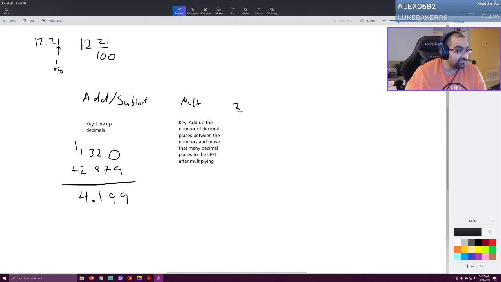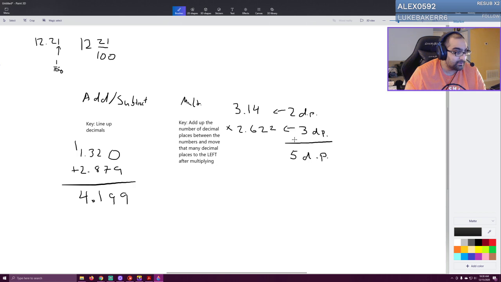Well, multiplication works as if I have 3.14 and I multiply that by 2.622. I first look at how many decimal places each number has. This first number has 2 decimal places. The second number has 3 decimal places. That's just how many numbers are to the right of the decimal point. So at the end of the day, I'm going to move 5 decimal places. I just add 2 plus 3 to get the 5 decimal places at the end.